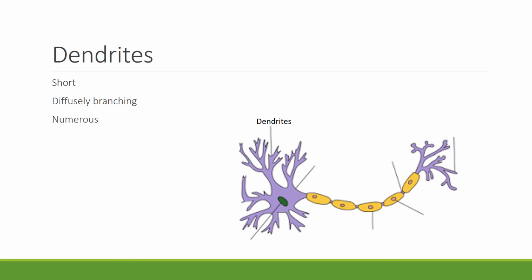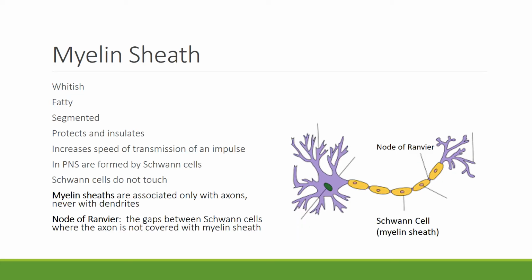In comparison to axons, dendrites are short, they branch diffusely, and they are more numerous than axons. Schwann cells form myelin sheaths around the axon. The myelin sheath is whitish in color, fatty in nature. It is segmented, and its job is to protect and insulate. The myelin sheath increases the speed of transmission of an electrical impulse.